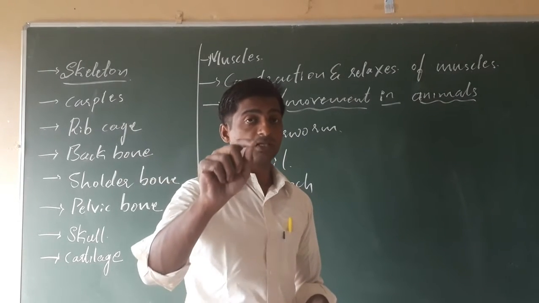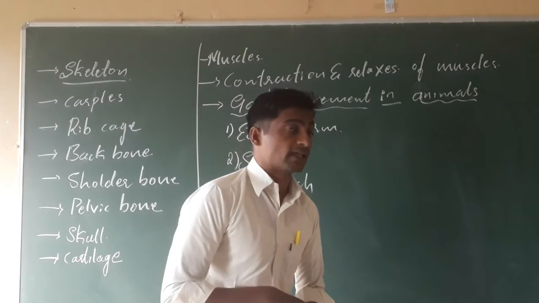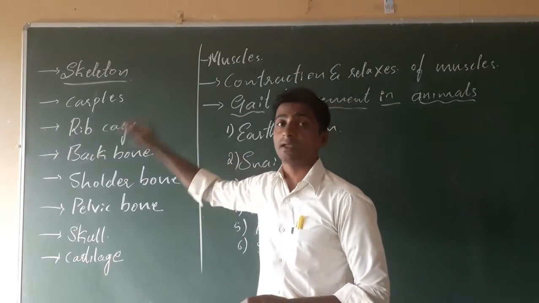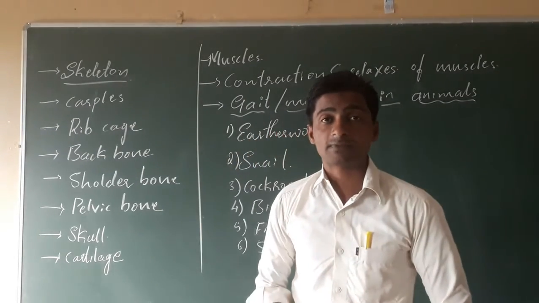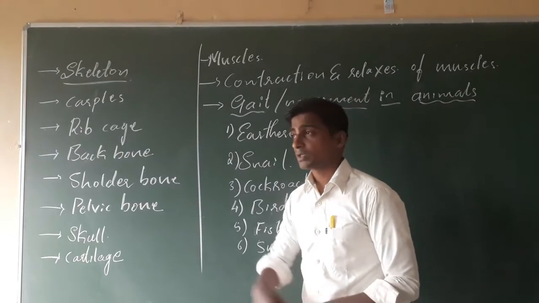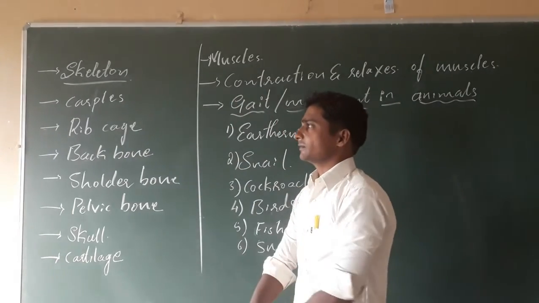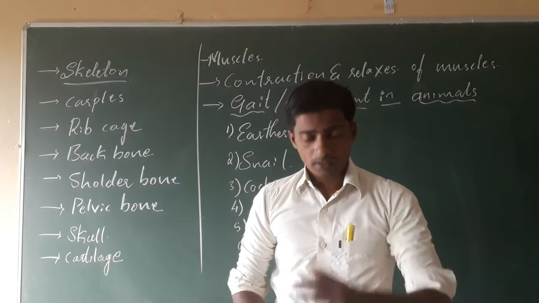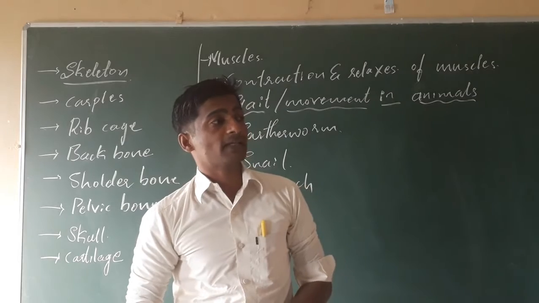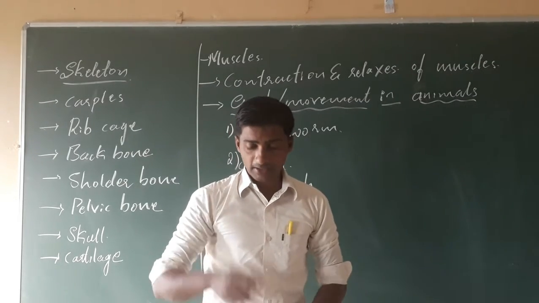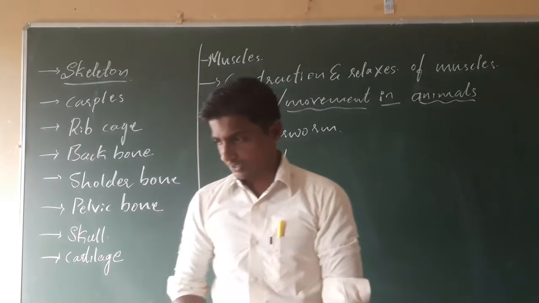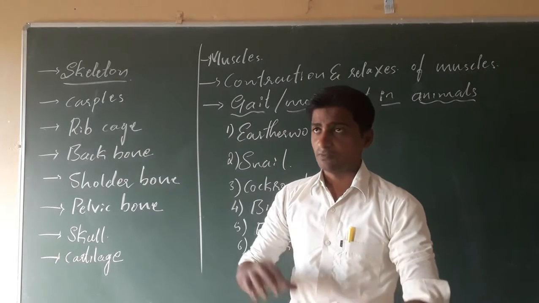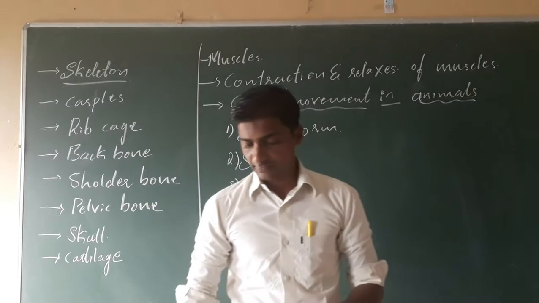There we wrote the types of joints. There are 4 types of joints. By mistake they were left out in the previous video, sorry for that. The types of joints are: the first one, ball and socket joint; the second one is pivotal joint; the third one is hinge joint; and the fourth one is fixed joint. These are the different joints that we studied in the previous class.